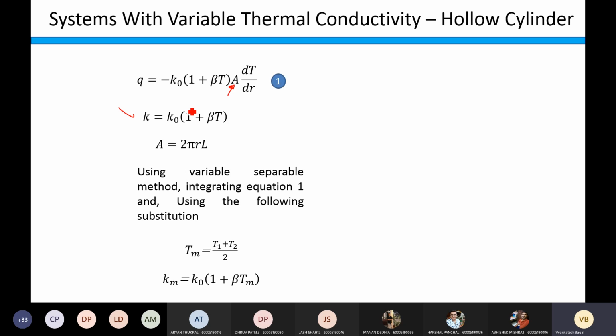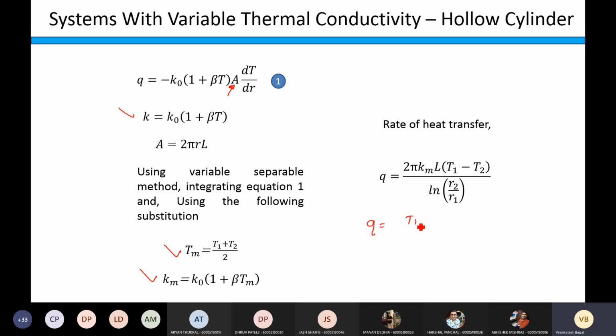So using variable separable method and integrating equation 1 and using this substitution which we have already talked about, that mean temperature Tm is (T1 plus T2) by 2, and second substitution Km is K naught into (1 plus beta Tm). You should get this equation for the rate of heat transfer. That Q is 2 pi Km L (T1 minus T2) divided by Ln R2 by R1. So R1 is the inner radius, R2 is the outer radius. So the same expression can be written like this. Q is T1 minus T2, which is delta T, divided by 1 upon 2 pi Km L Ln R2 by R1. So you can write the expression in this form, right?